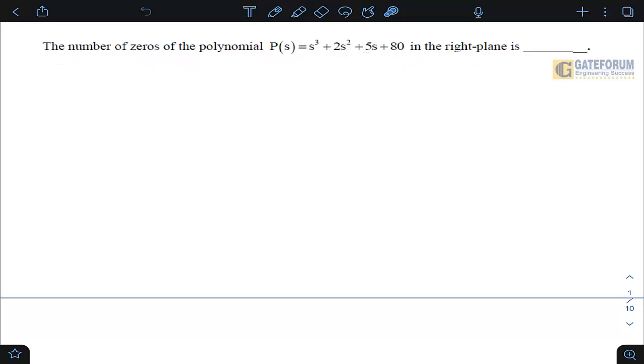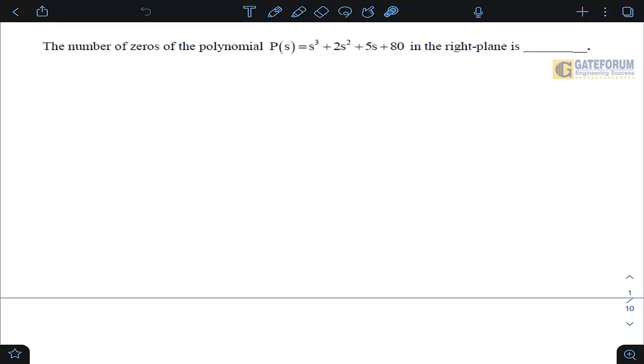Students, you know the RH criteria is used to find the roots of the equation, right? So the roots of this equation are nothing but the zeros. If they had said it's a characteristic equation, we might have said these are the poles. But it really doesn't matter as far as this question is concerned. In simple words, how many roots of this equation are in the right half of the S plane? In other words, how many roots are positive is what the question is asking.